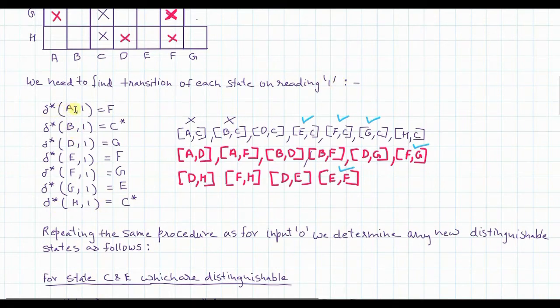transition of state A on 1, transition of B on 1, transition of state D on 1. I have skipped the transition of state C just because state C was a final state. Whenever you have a final state, you need not write the transition of the final state. Then I get these right hand side state values. C, since C is a final state, I have depicted it with a star. This is exactly the same as what we did in the previous repetitive step.